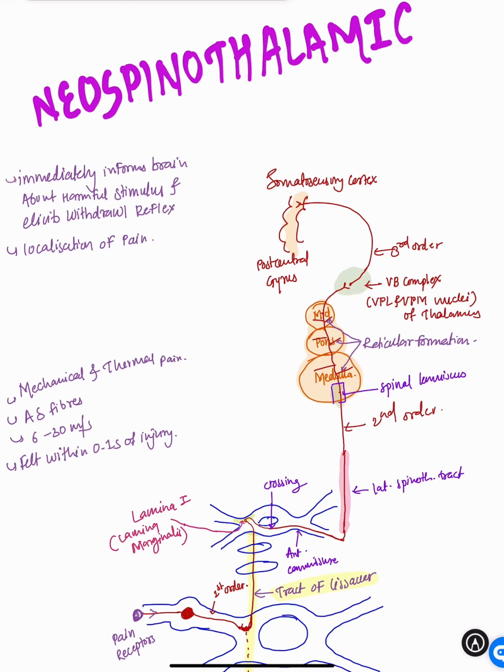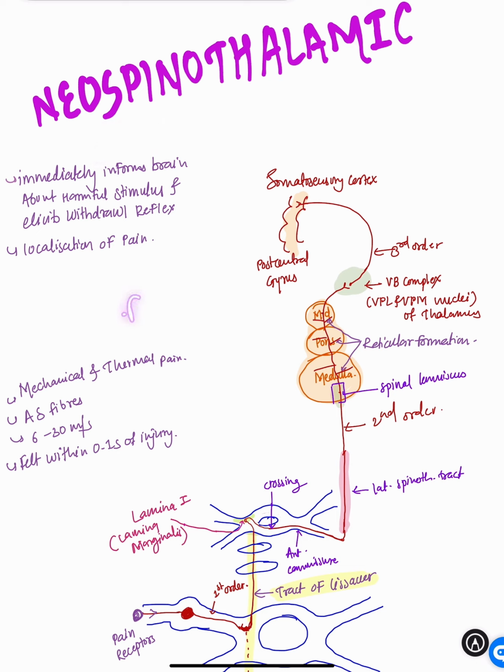This topic is the neospinothalamic pathway, which is a fast pain pathway. Okay, so let's first understand what is pain. Pain is a psychical adjunct of impending tissue damage. Pain can be either fast pain or slow pain. Now we are studying about fast pain. We'll see about slow pain in the next video.